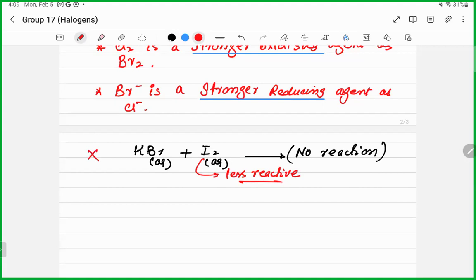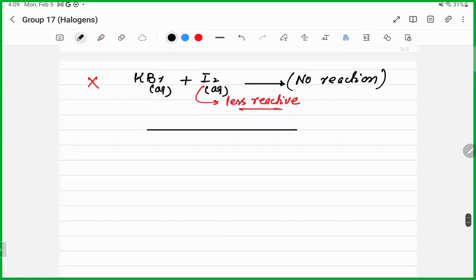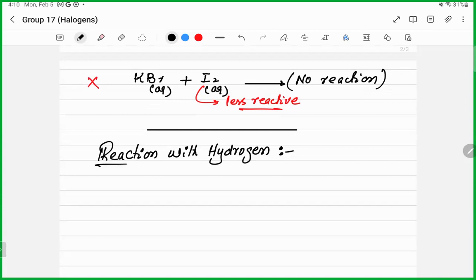ठीक है? आई होप के आप इस तरह के रिएक्शंस को हैंडल कर लेंगे. देयर आर फ्यू एमसीक्यूज. व्हाइल वी डू पास पेपर, वी डू द एमसीक्यूज एज वेल. नाउ द रिएक्टिविटी ऑफ हैलोजन से रिलेटेड एक बहुत इंपॉर्टेंट रिएक्शन है, व्हिच इज द रिएक्शन विद हाइड्रोजन. रिएक्शन with hydrogen. All halogens react with hydrogen forming hydrogen halide.